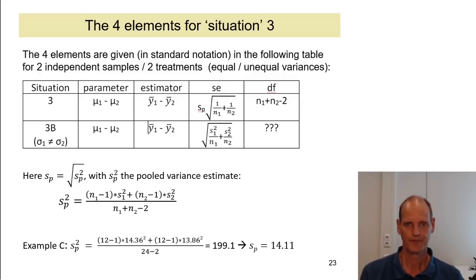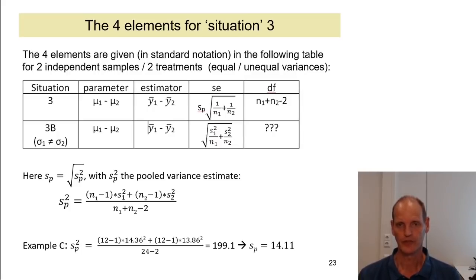Well, in our case, the variance formula SP squared is then 12, which is n1 minus 1, times 14.36 squared. 14.36 was the first standard deviation, and then plus 11 times 13.86 squared. 13.86 is the standard deviation in the second group, and we divide the whole thing by 24 minus 2. It gives 199.1, and so SP, the pooled standard deviation, is 14.11.